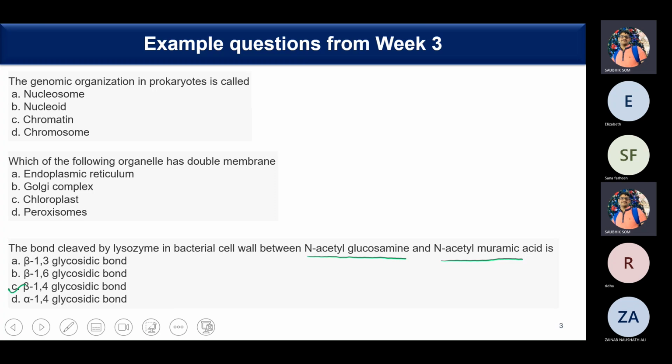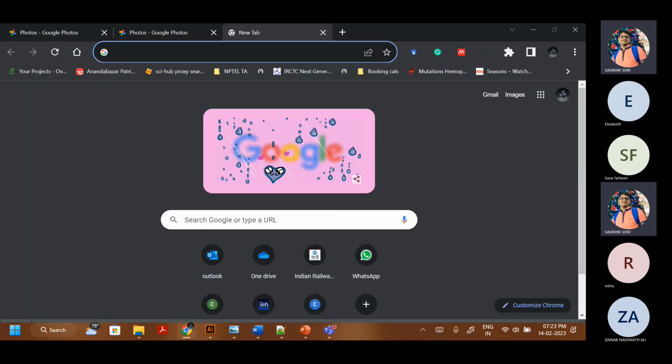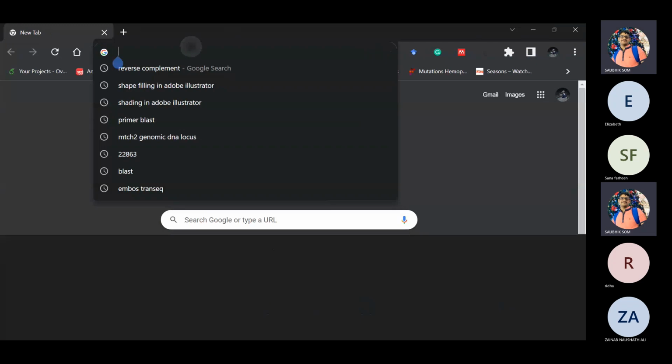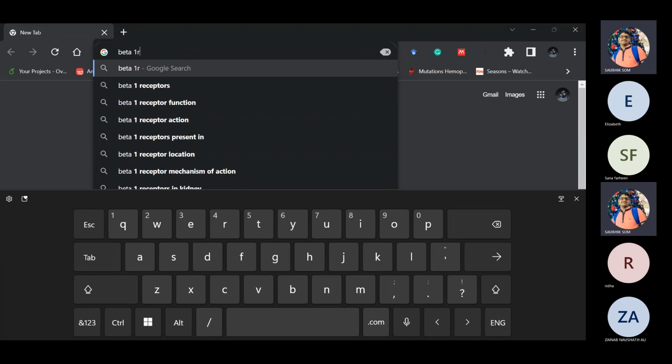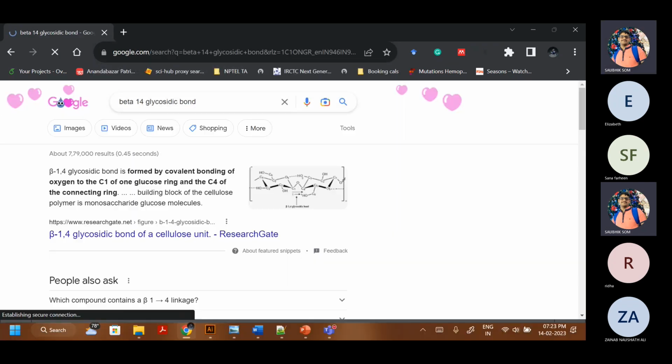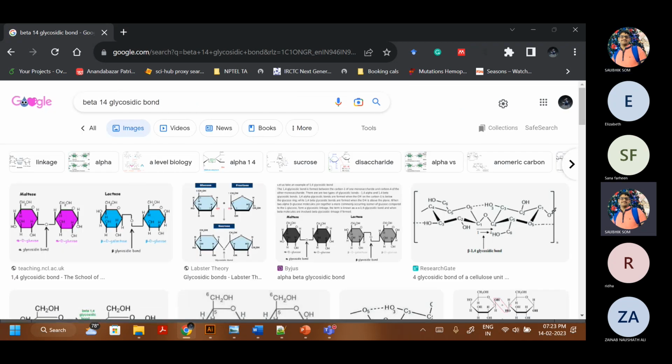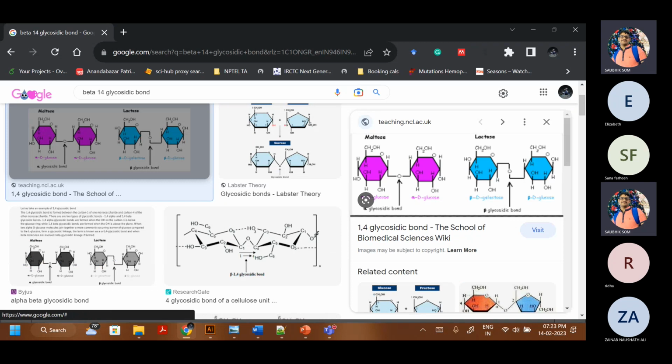How does beta 1,4 look? I'll better show you an image of the beta 1,4 glycosidic bond. See, this is how the alpha glycosidic bond looks, and this is how the beta glycosidic bond looks. Here, both the H are on the same side, but here the H is on the opposite side. That is the beta glycosidic.